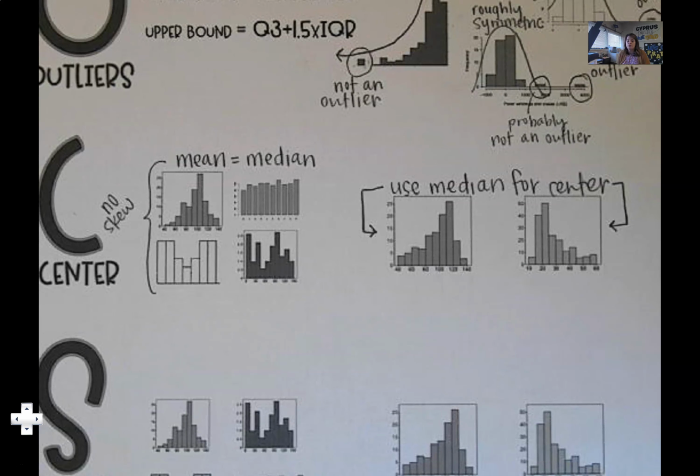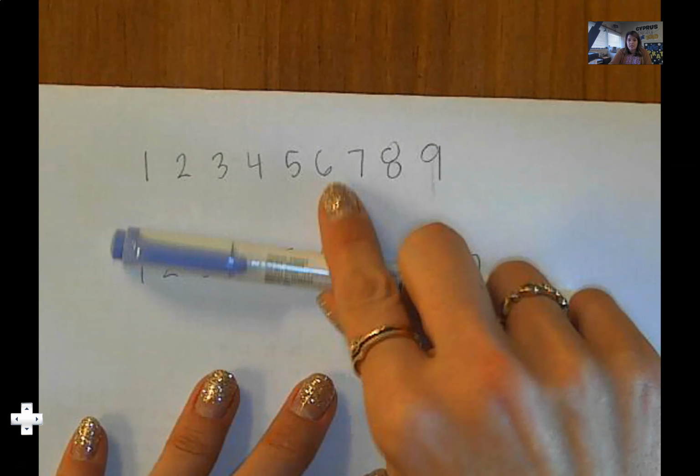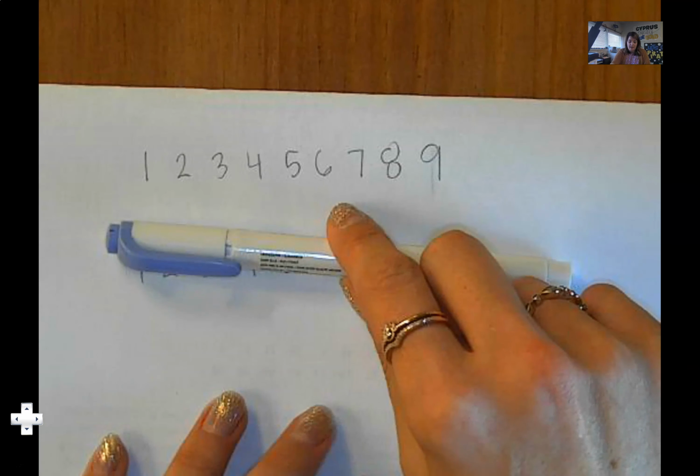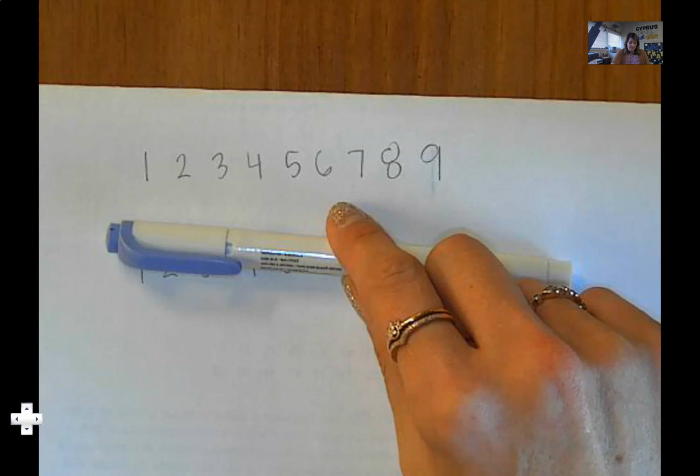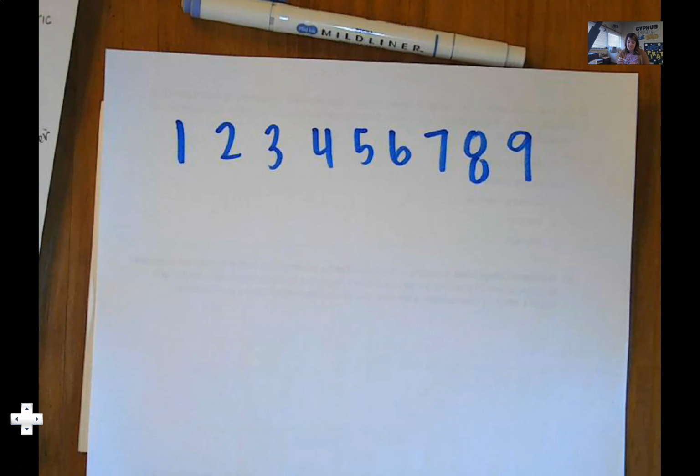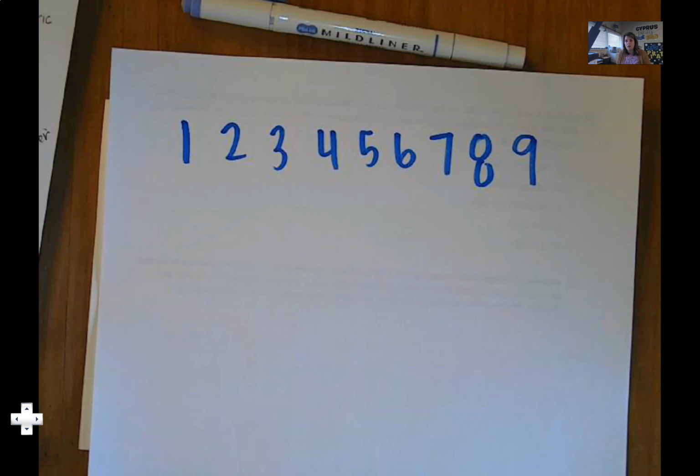So I have a data set here that is just the numbers 1, 2, 3, 4, 5, 6, 7, 8, 9. Maybe I'll write this on a separate sheet just to keep these separate for now. This data set is not skewed. In fact, it's uniform. There's no peak. If we put this on a dot plot, it would just be 9 dots. So there's no skew here.